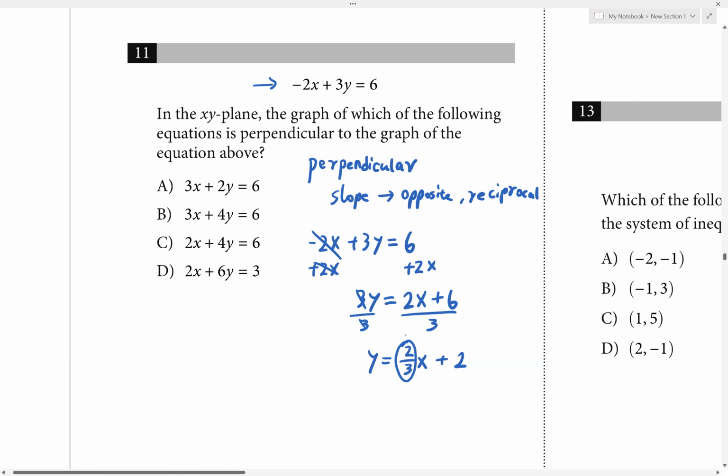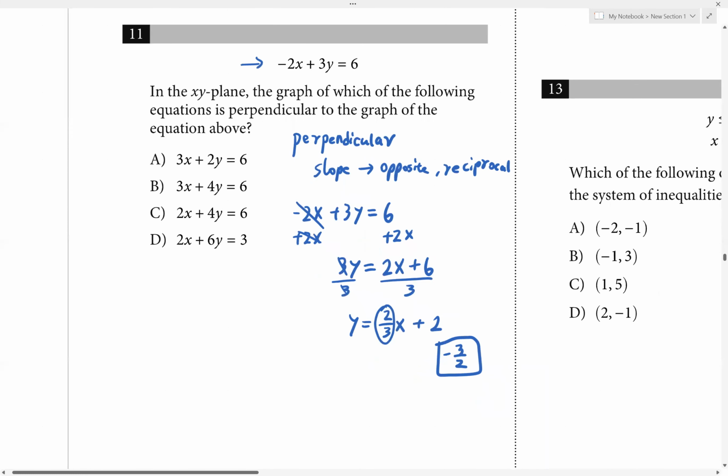So 2/3 is the slope, and what's the opposite reciprocal? That should be negative 3/2. So pretty much we're looking for a line whose slope is negative 3/2. Out of the answer choices, which one has that slope? That should be our answer. Unfortunately, we do have to rearrange them into slope-intercept form.